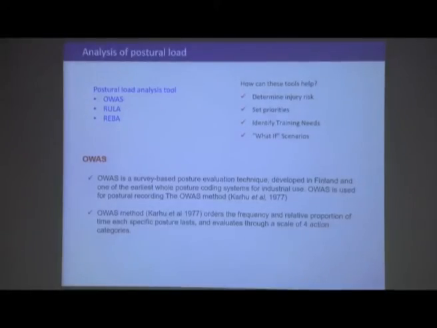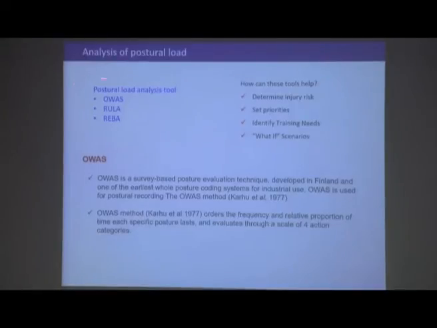Now all these tools may not be incorporated in all the software; it varies from software to software. For example, in JACK software, OWAS and RULA are included, but in the case of CATIA, only RULA is there, OWAS is not incorporated. So in this way, it varies from software to software.